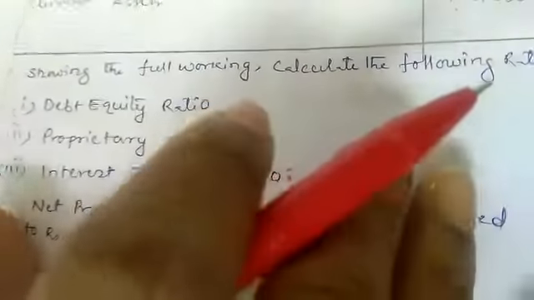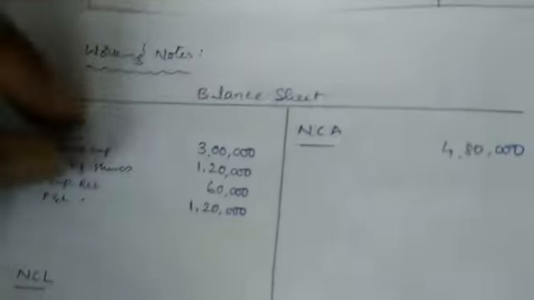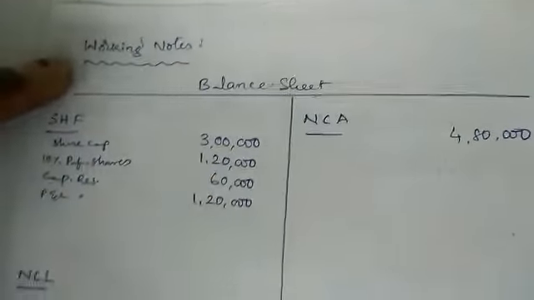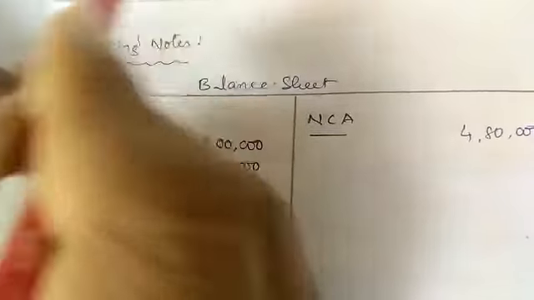Before starting the problem, what we have to do? We need to do some working notes. That working notes will give you clear information and easy understanding. So this is the problem. For this problem we are doing the working notes: equity share capital and preference share capital, capital reserve and profit and loss balance.